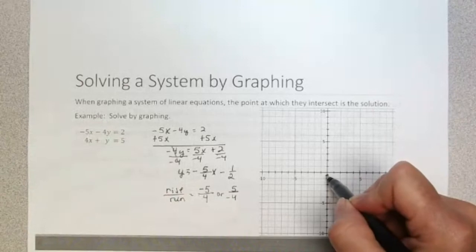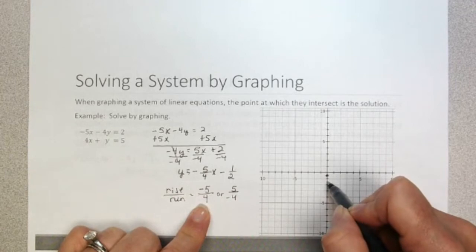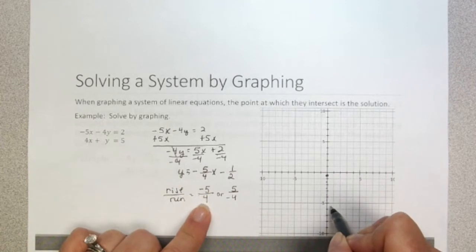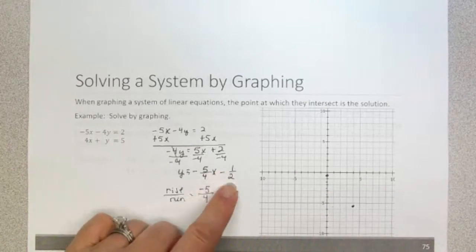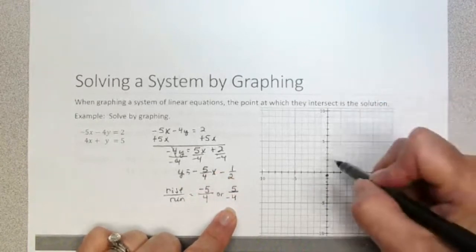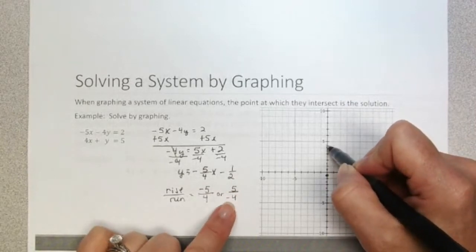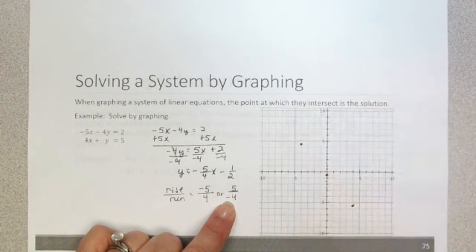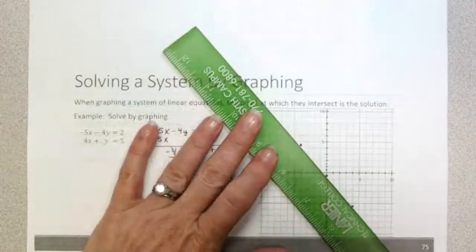So if I start at this y-intercept and I go down 5 and right 4, I should get a second point. So down 5, 1, 2, 3, 4, 5, and to the right 4, 1, 2, 3, 4, there's a second point on that line. I could also use positive 5 over negative 4. Let's go back to the y-intercept and we'll go up 5, 1, 2, 3, 4, 5, and left 4, 1, 2, 3, 4, and there we go. There's another point. Then I could just get my straight edge, connect these points, and I'll have that first line.